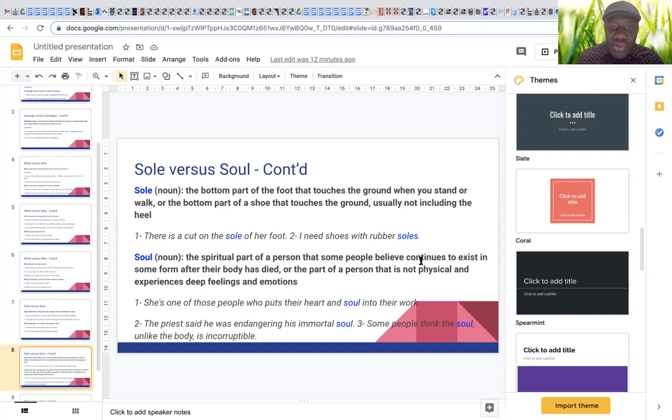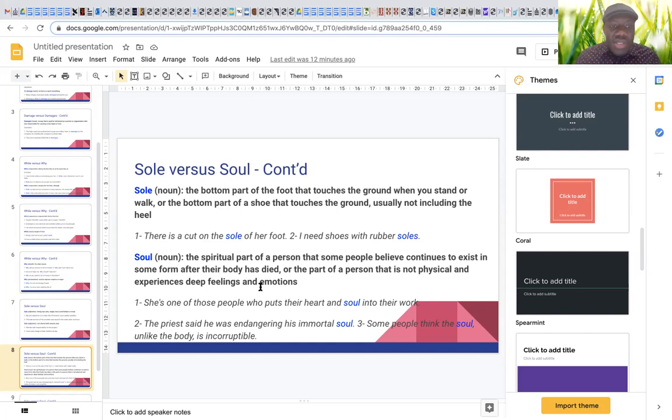Or soul can also mean the part of a person that is not physical and experiences deep feelings and emotions. I'm making this clarification because sometimes I see people interchange these two words, S-O-L-E and S-O-U-L, in sentences. Sometimes it can be a typo, but sometimes it can actually be a serious mistake, and it will be important to correct it as we're doing now.